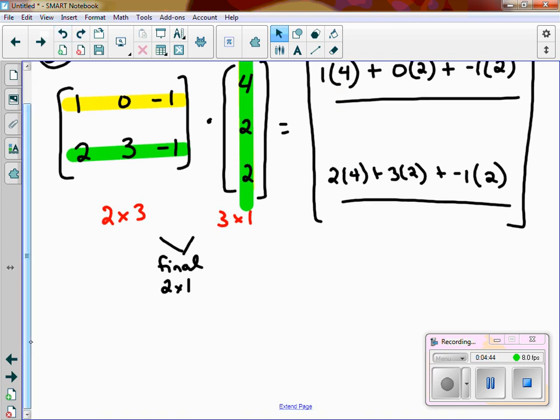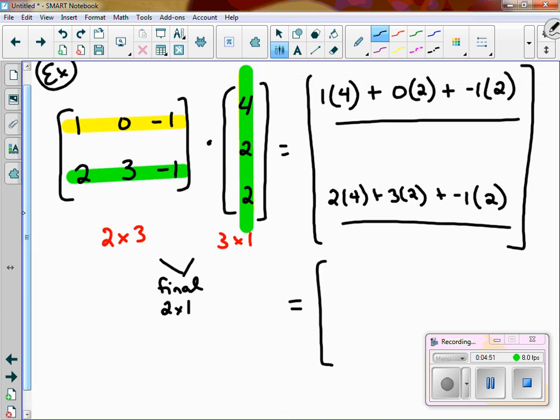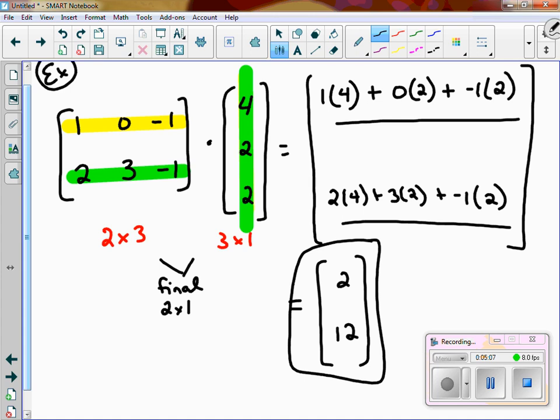So now I'm actually going to simplify this to get my final answer, because you aren't just going to leave it there. So you're going to have 4 plus 0 plus -2. That's going to give you a +2. On the bottom, we'd have 8 plus 6 gives us 14, minus 2 gives us 12. So our final answer is a 2 by 1 matrix, 2 comma 12.